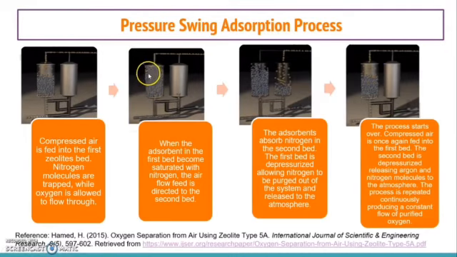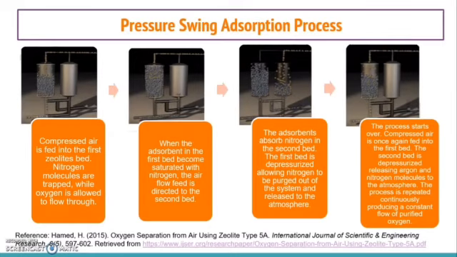So the first bed has become saturated. This is the second bed. The adsorbents absorb nitrogen in the second bed. The first bed is depressurized, allowing nitrogen to be purged out of the system and released to the atmosphere. So basically, depressurized means they lower the pressure so that the nitrogen will be released to the atmosphere.